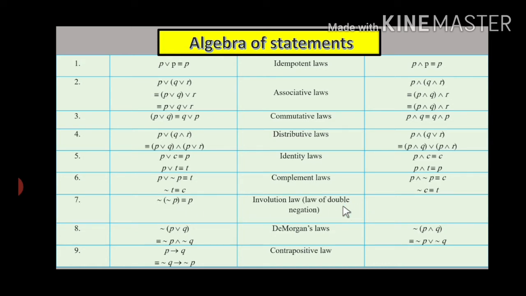Next one, law of double negation. Negation of negation P is equivalent to P. This is very simple, all of you know this. Next is De Morgan's laws.